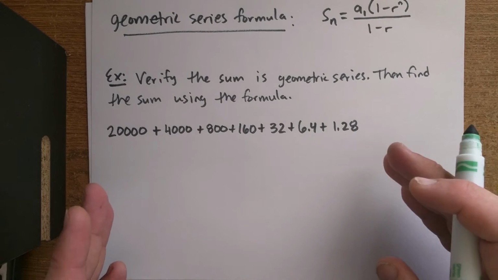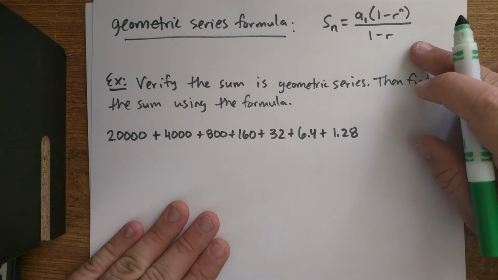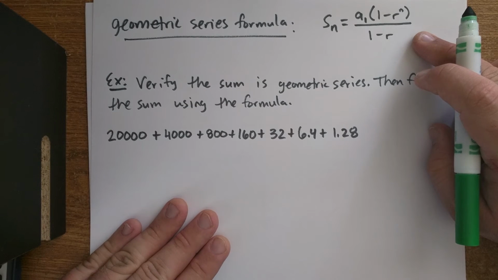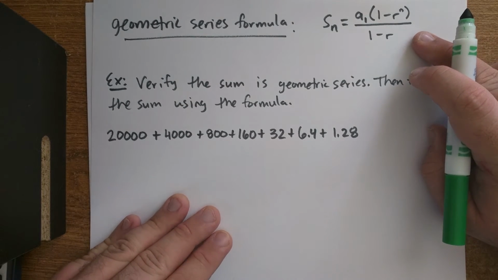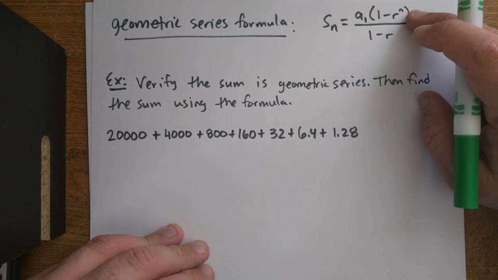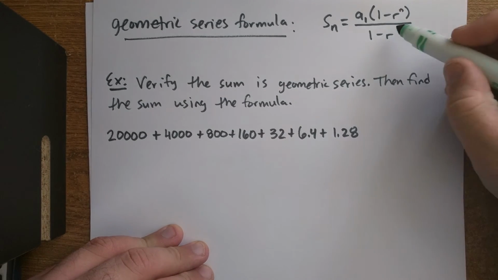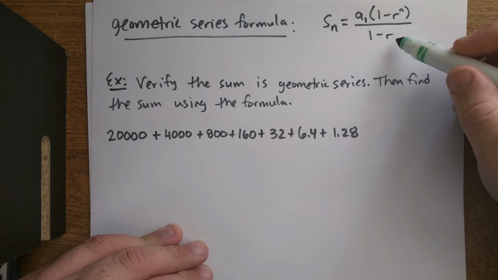Alright, one last thing I've got to show you is how to find a series. What if you're adding up one of those sequences? So here's the formula for geometric series. It's S sub n equals a sub 1 times parentheses 1 minus r to the power of n, all over 1 minus r.